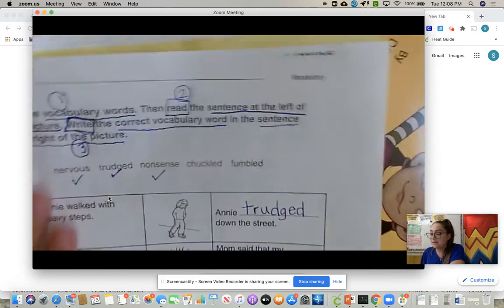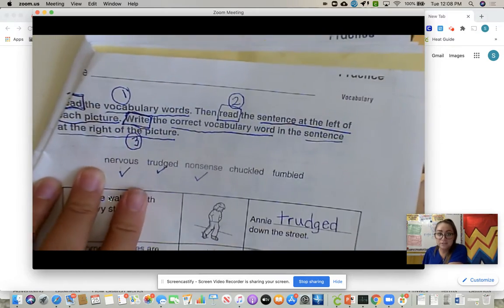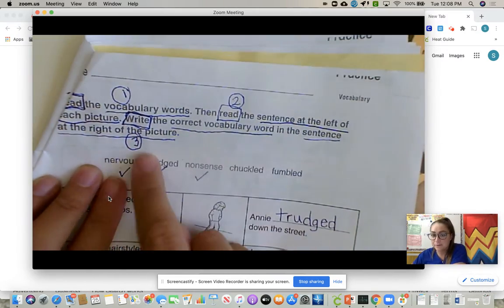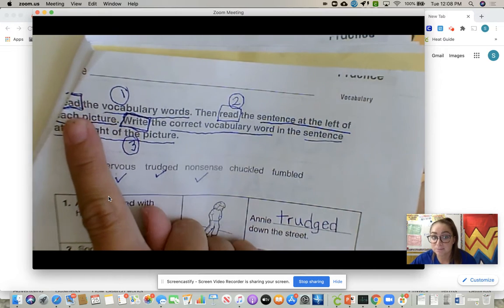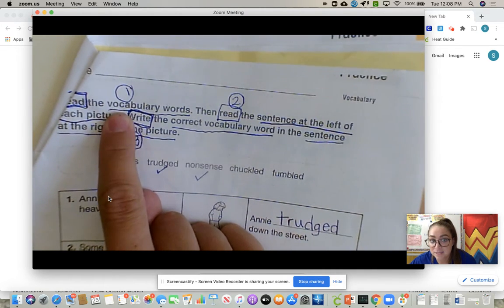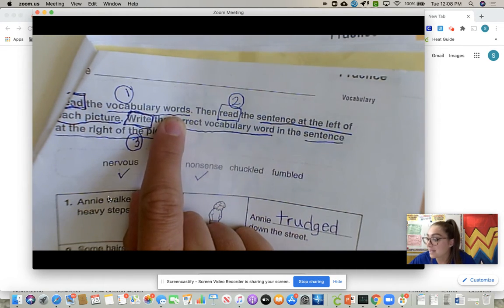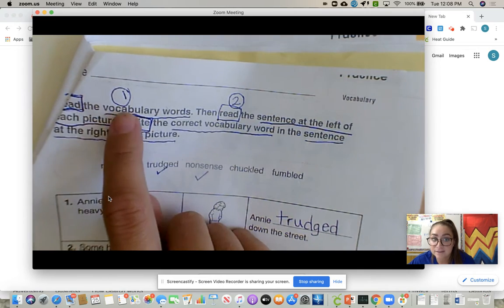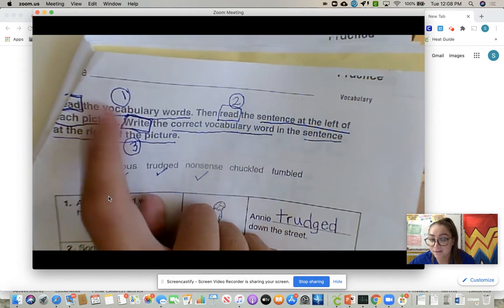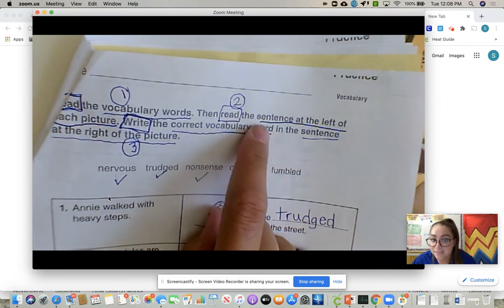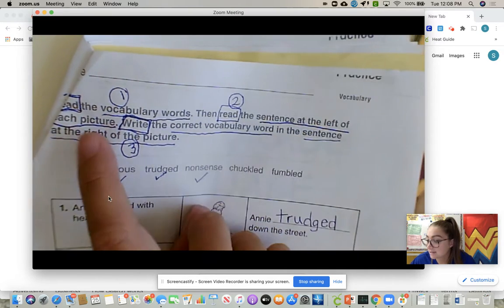So one important thing that I was showing the students that they need to do is after we read the directions, we find the verb. And we always box the verbs and underline the explanation. So we're going to read vocabulary words. That's number 1. Number 2, we are reading the sentence at the left of each picture.